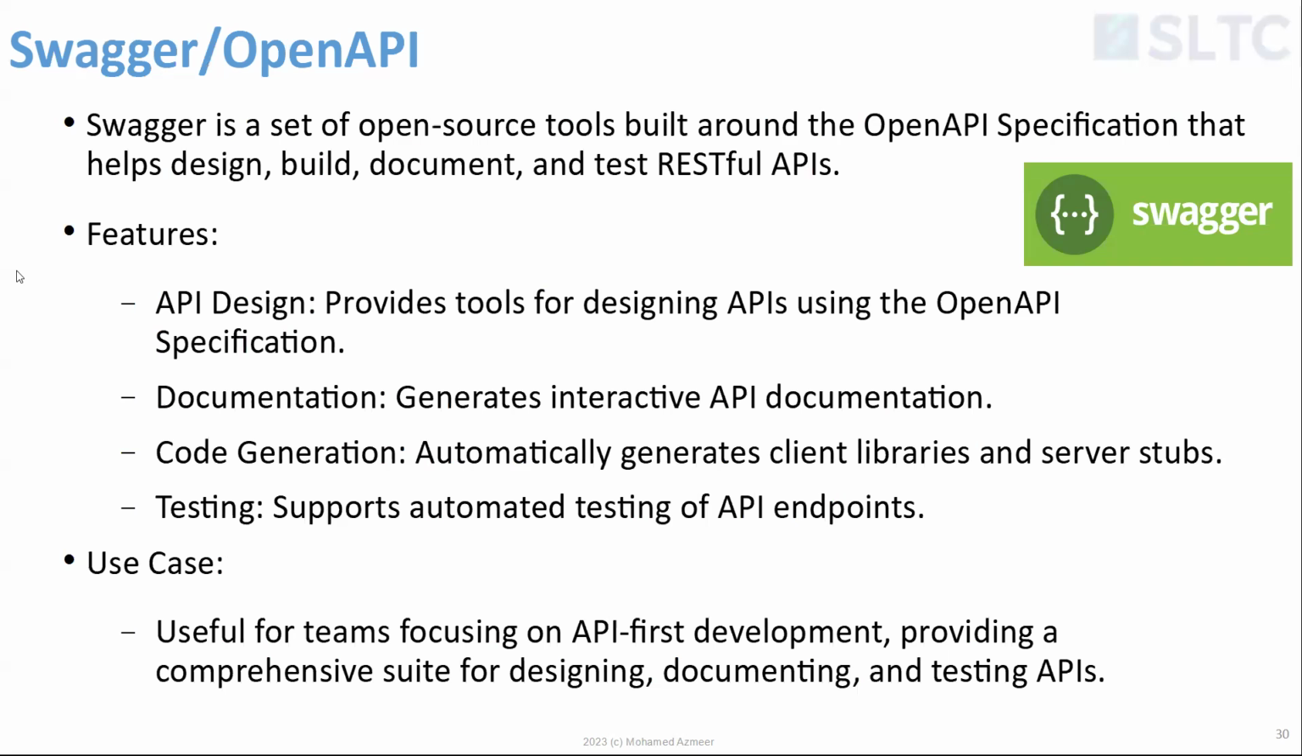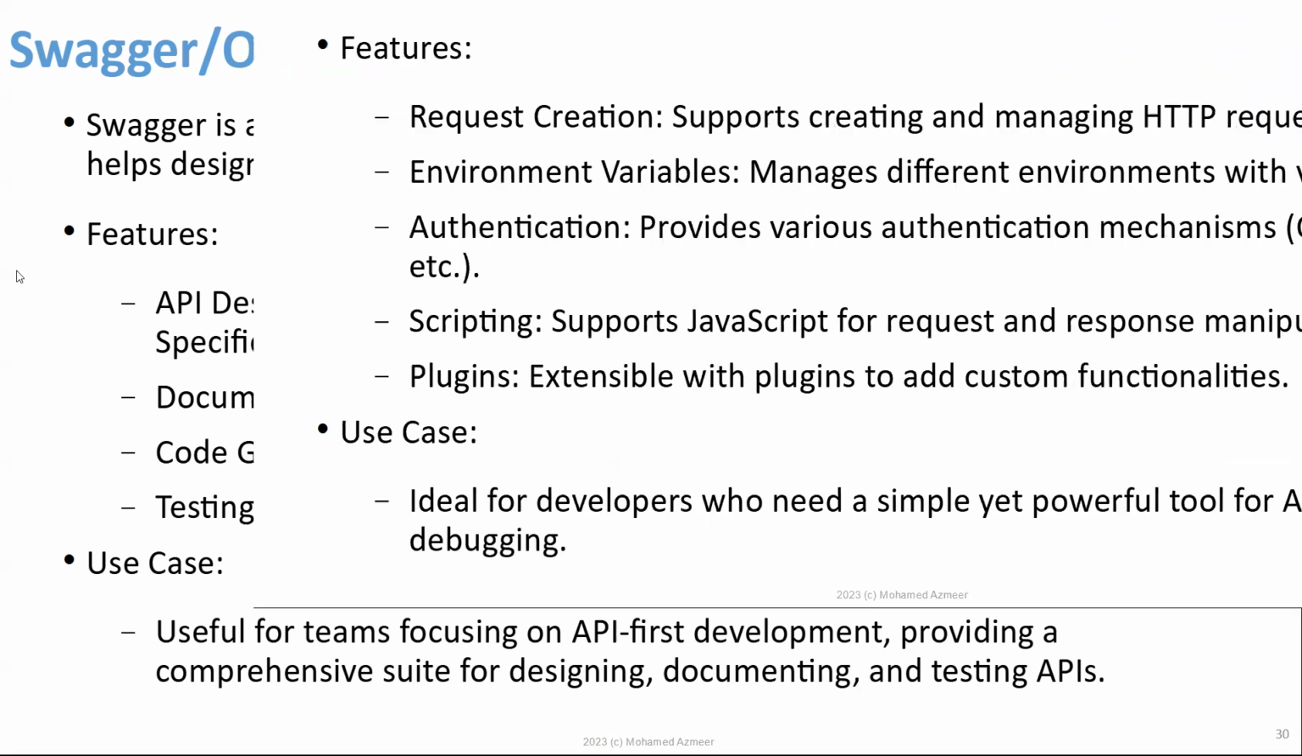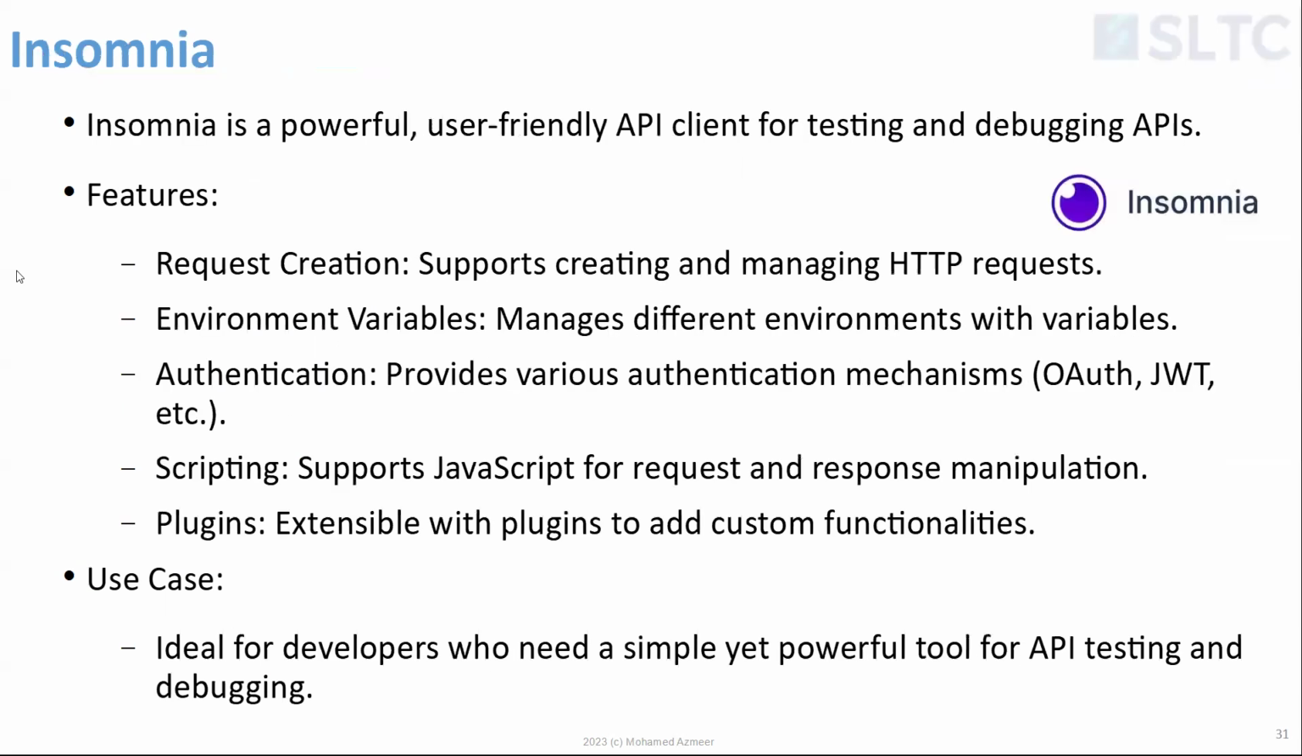So there are a few basic things you must know as software engineer students. One is Postman and the other one is Swagger. We'll use them in the class. And another one is called Insomnia. Very powerful, but at the same time, user-friendly API client for testing and debugging. So like Postman, you can create requests. You can also have environment variables. You can use it for authentication. In fact, you can also have some JavaScript if you want to automate and do some scripting yourself. And plus, it has plugins, right? So you can extend the functionalities.